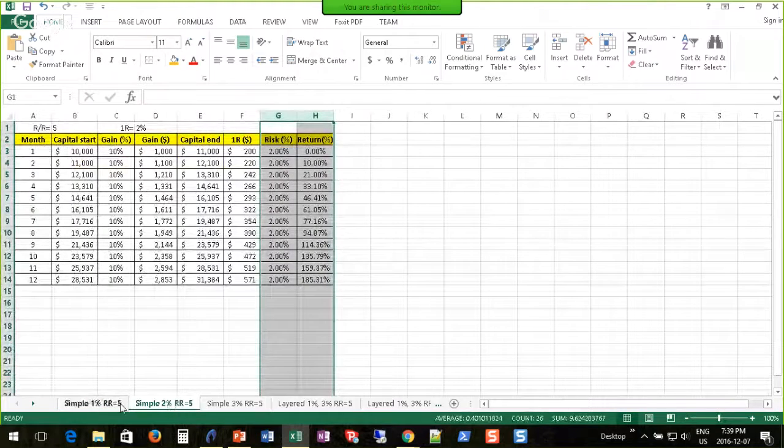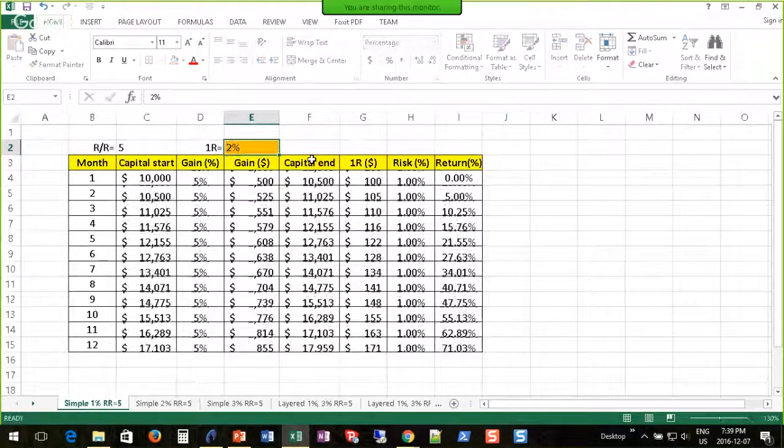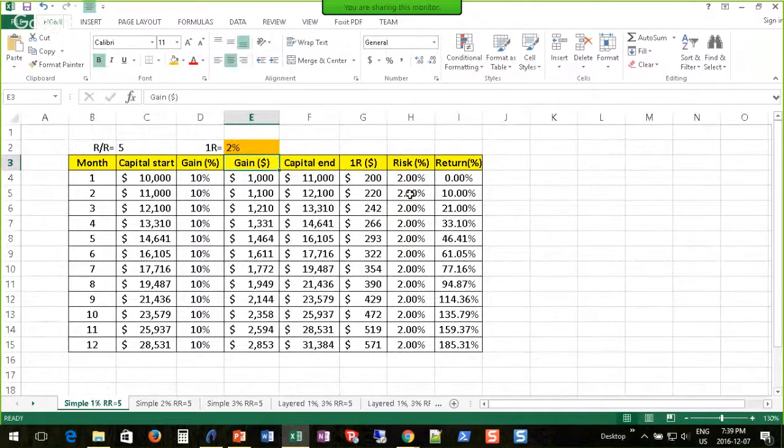Now, if we risk more, and I can show this here, if we risk 2%, obviously the risk is higher, the risk compounds more quickly, and also the gains compound more quickly, and you end up with a 185% return here. You go from 10,000 to 31,384 here. Now, again, we are keeping constants here. We're saying you generate 5 times the risk on average.